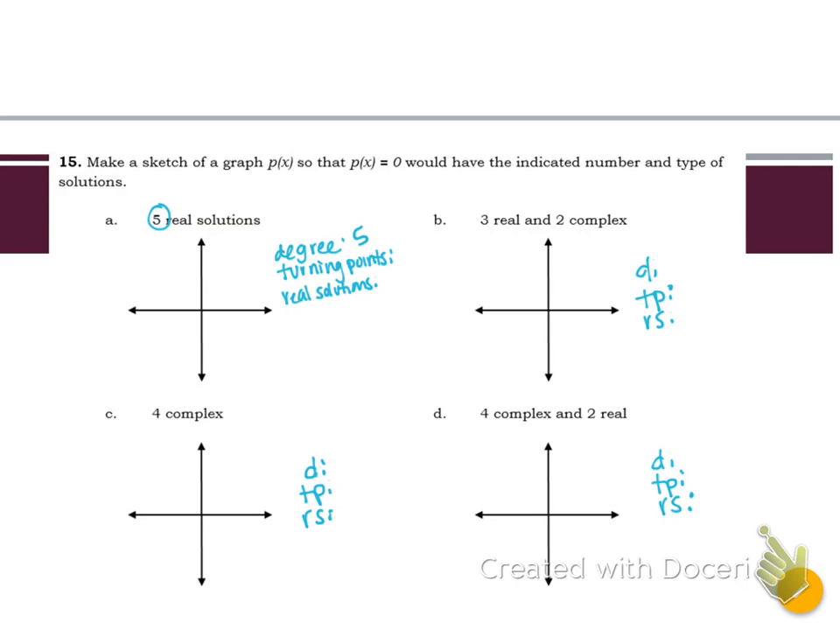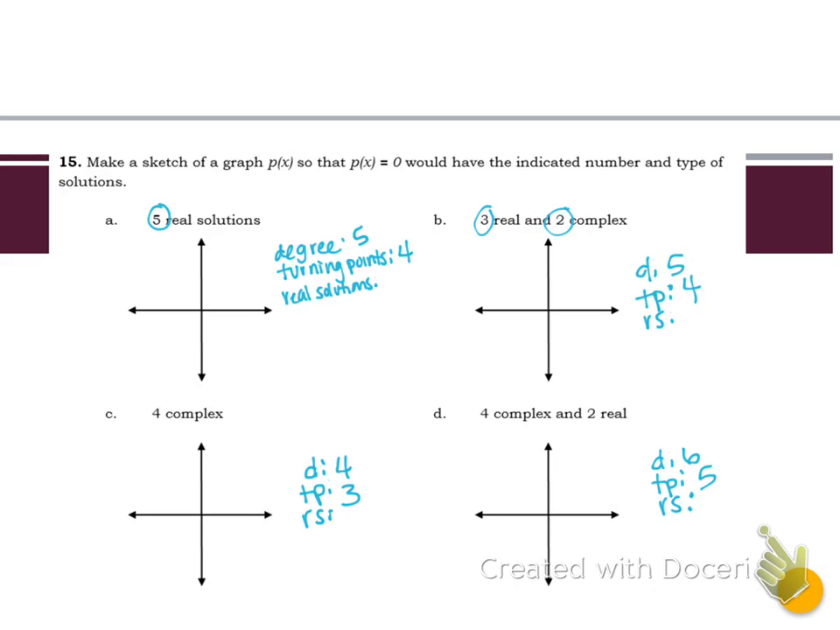So this one is 5. This one is 5 because I should have 5 answers. This one is 4 because I should have 4 answers. This one is 6 because I should have 6 answers. Okay, turning points, I take my degree, I subtract 1. So that means this should have 4 humps. This should have 4 humps. This should have 5 humps. This should have 3 humps.